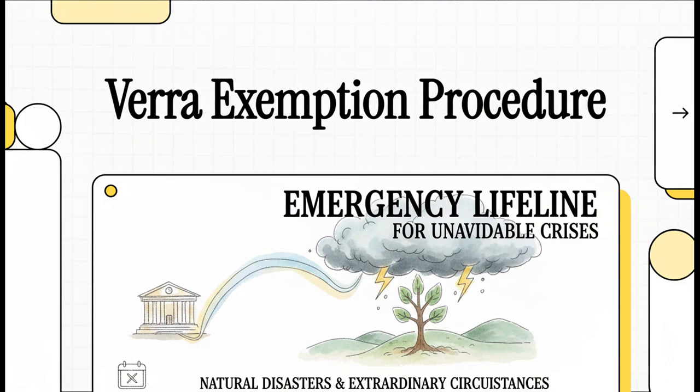Hello and welcome. Today we're going to dive into a really critical but maybe a little misunderstood part of the carbon markets, Verra's Exemption Request Procedure. You can think of it as a kind of emergency lifeline for projects that get hit by a totally unavoidable crisis. But how does it really work? And what are the rules? Well, let's break it all down.